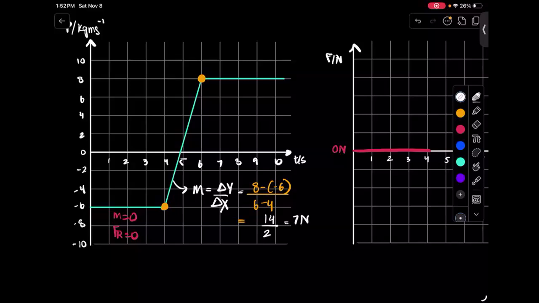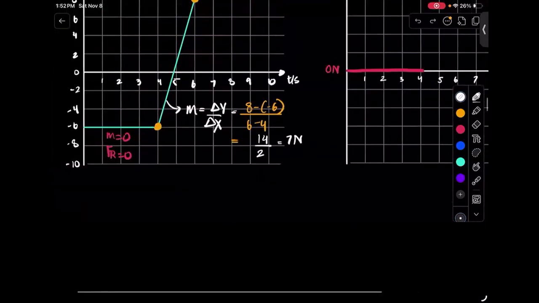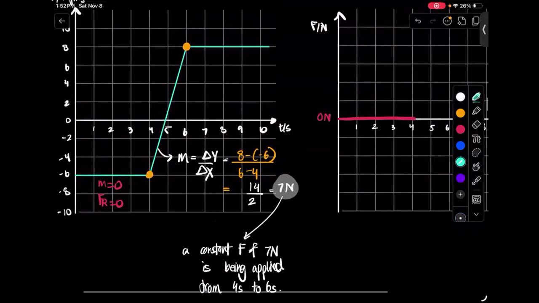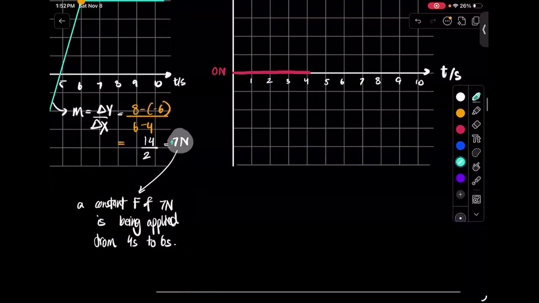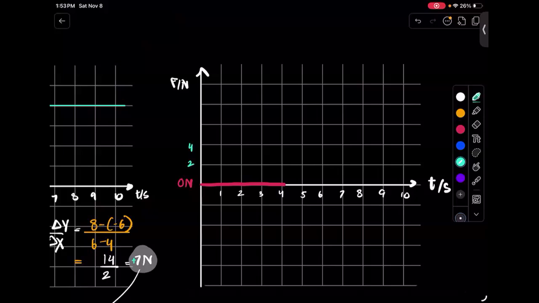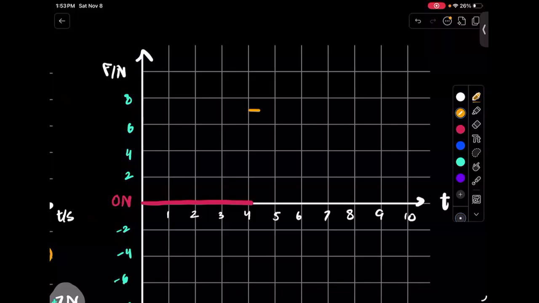So that implies a constant force of 7 Newton is being applied from 4 seconds to 6 seconds. This is what the slope is telling me. This means that from 4 seconds to 6 seconds, there was a positive 7 Newton force being applied. Let's take 2, 4, 6, 8, -2, -4, -6, -8 on the axis. So here to here, 7 Newton.